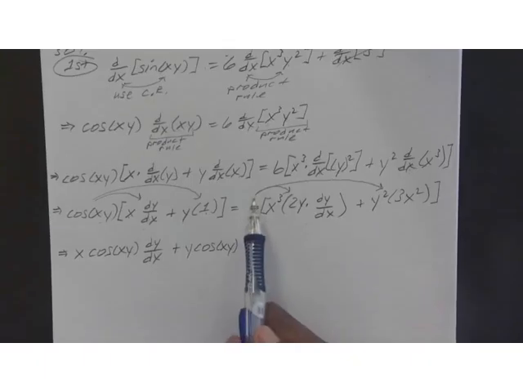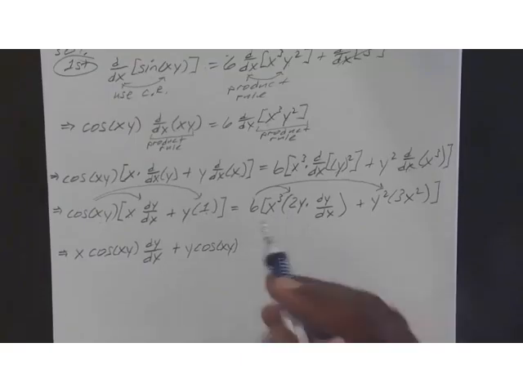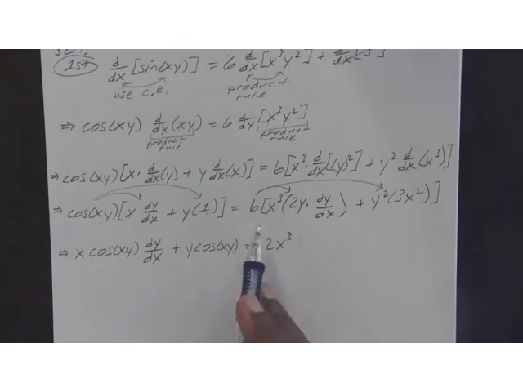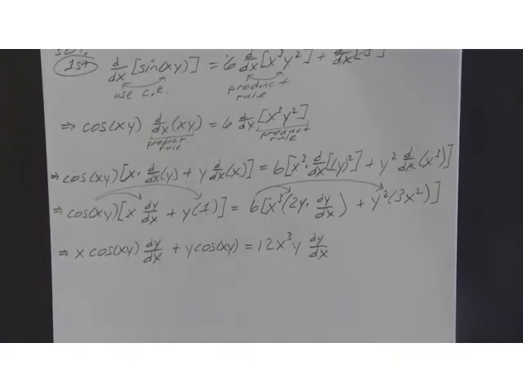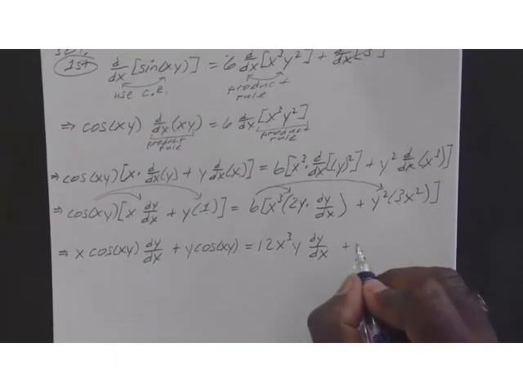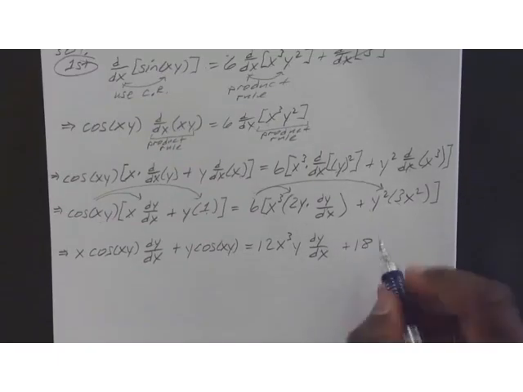Okay. So we distribute the 6 here. We can multiply that 6 times 2, which is 12. So that's equal to 12 times x to the third power times y times dy dx. And if we distribute this 6, we can multiply it by the 3 that's already there. So that's 6 times 3 is 18. So that's plus 18 times x squared times y squared.